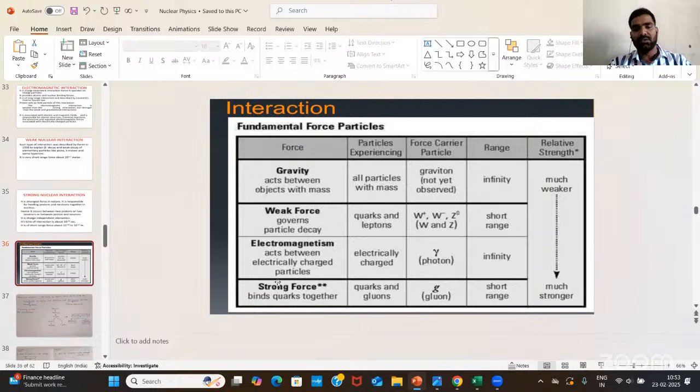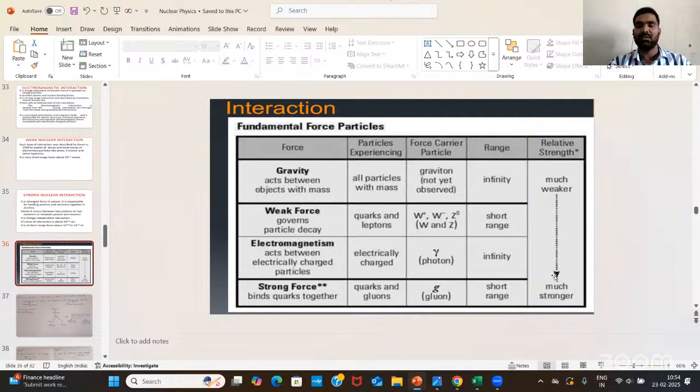If you go for the strong forces, they bind quarks together. What are quarks? We will see. Quarks and gluons are the particles experiencing this force, and gluons are the force carrier particles in the strong force. The range is short range. This occurs in the short range.